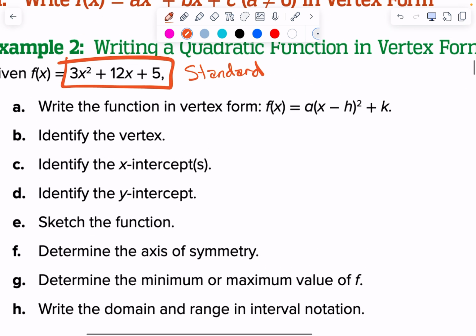All right, we have to put this in vertex form. How do I get from here to vertex form again? Do the complete the square thing. I don't like completing the square. Oh gosh. Okay.